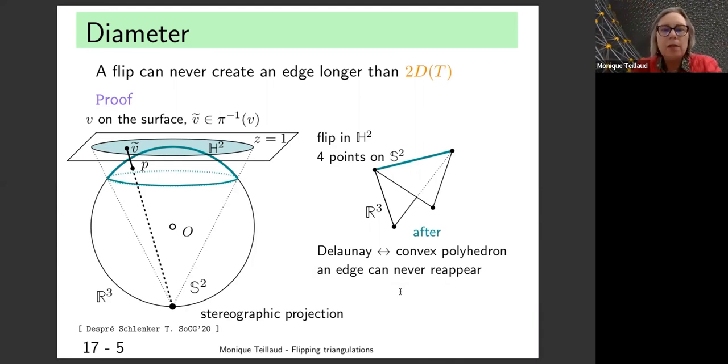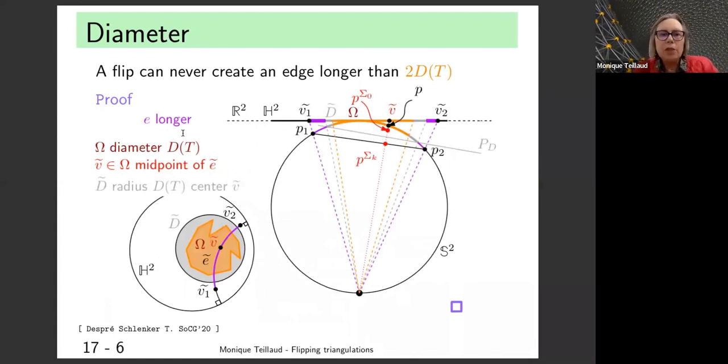Using this construction, we do the following. Assume that an edge in the triangulation is longer than 2d of t. We take a fundamental domain that has diameter d of t. Again, we don't know how to construct it, but we know that it exists. Omega is this fundamental domain here. We take a lift of the edge, a lift e tilde, whose midpoint lies inside omega. Since omega has diameter d of t, it is included in the disk of radius d of t centered at this midpoint of the lift of e. So we have this picture, omega is contained in this disk.